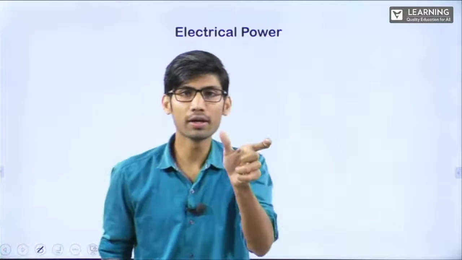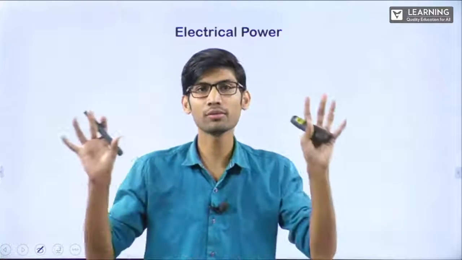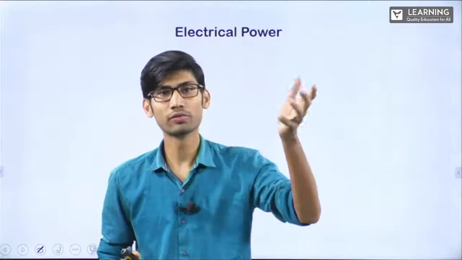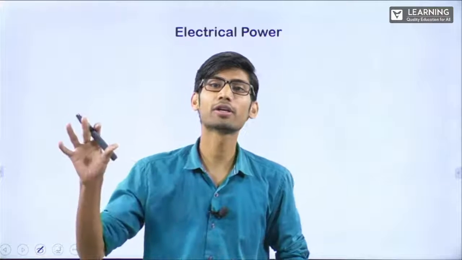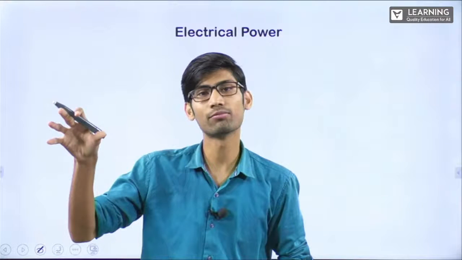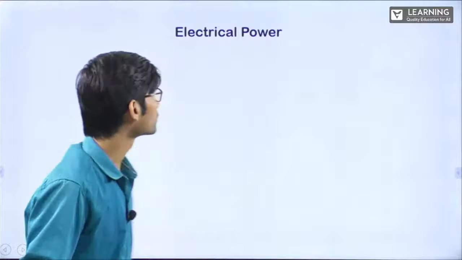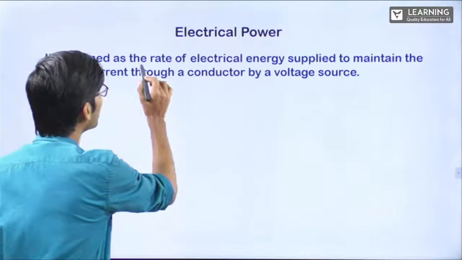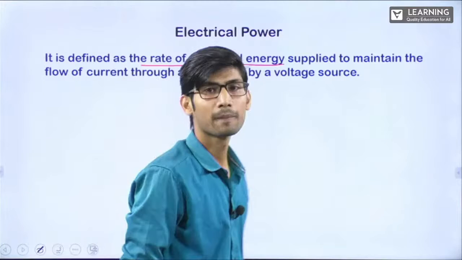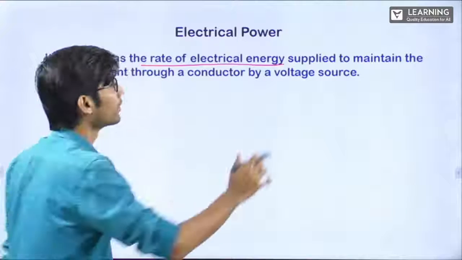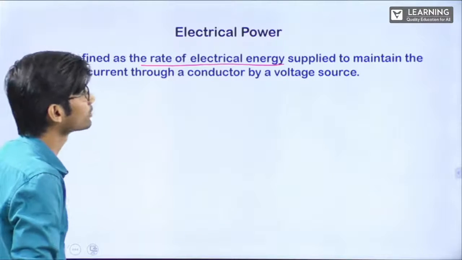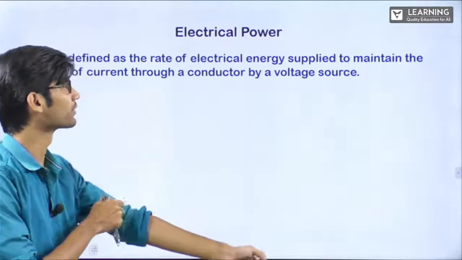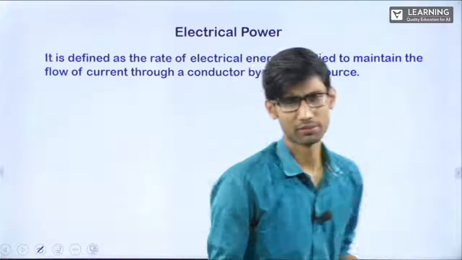Understand, work done per unit time is power. The work done by both of them was the same, but the time taken by Ram was more, so we'll say he has less power, and the time taken by Shyam was less, so we'll say he has more power. Clear? So electrical power is defined as the rate of electrical energy, which means electrical energy per unit time supplied to maintain the flow of current through a conductor by a voltage source. Clear? If you want, you can note down the definition. In boards, they sometimes ask for the definition.